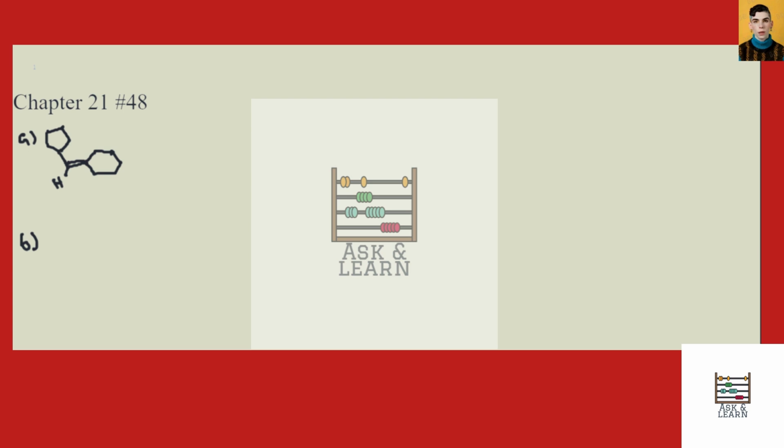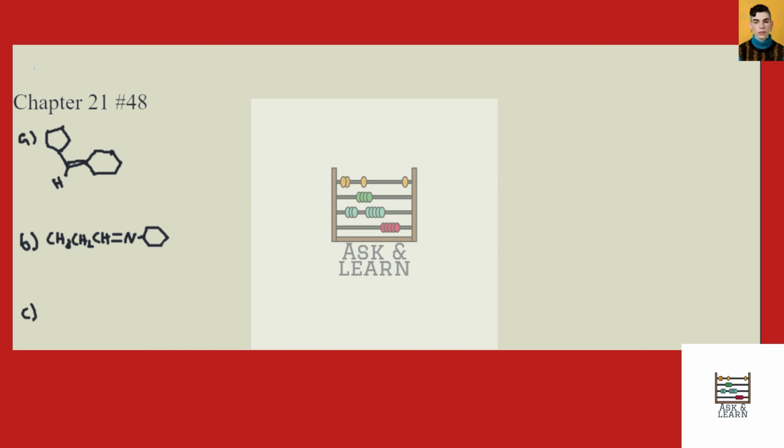Then for B, B is going to be imine formation. The imine that we form from these two reagents is going to look like this. Let me just get rid of these spurs here so there's no confusion. There's our imine that we form in B.